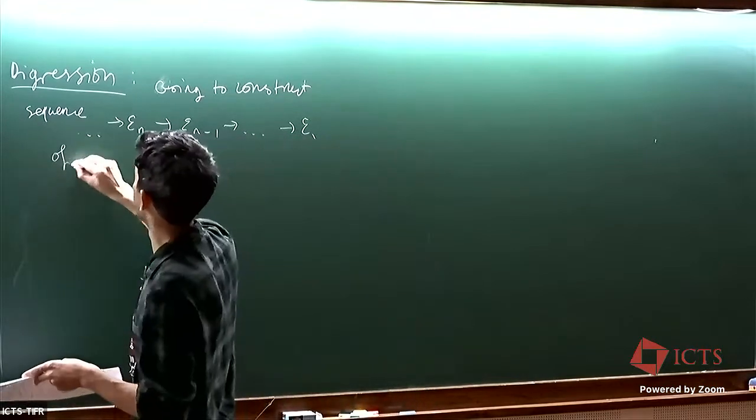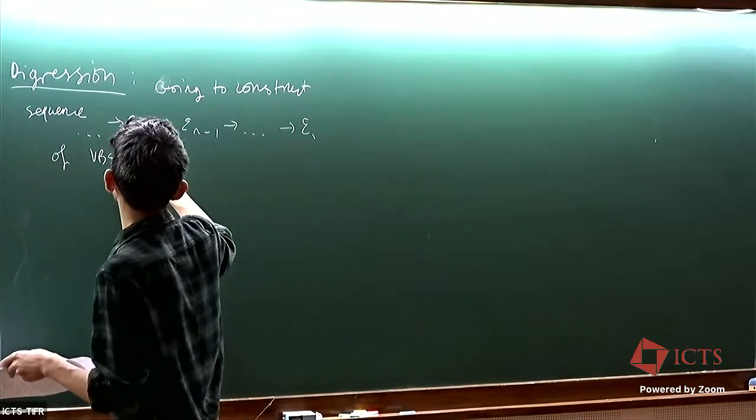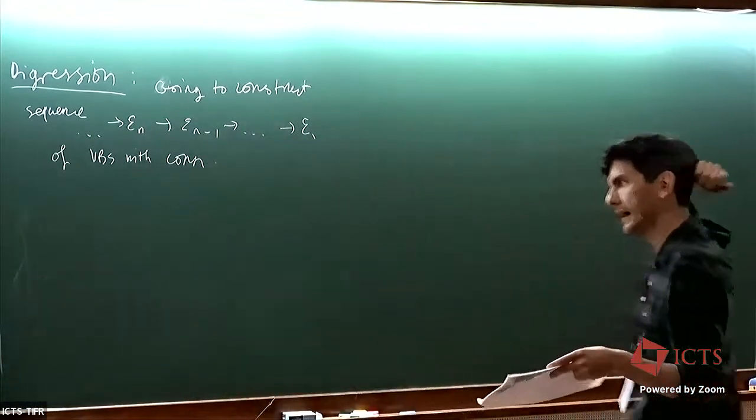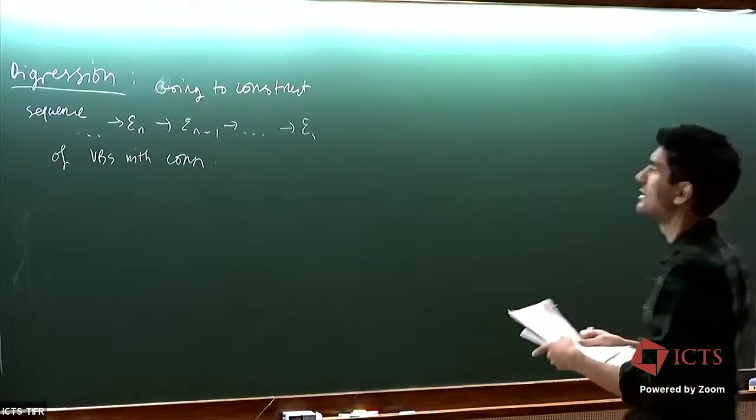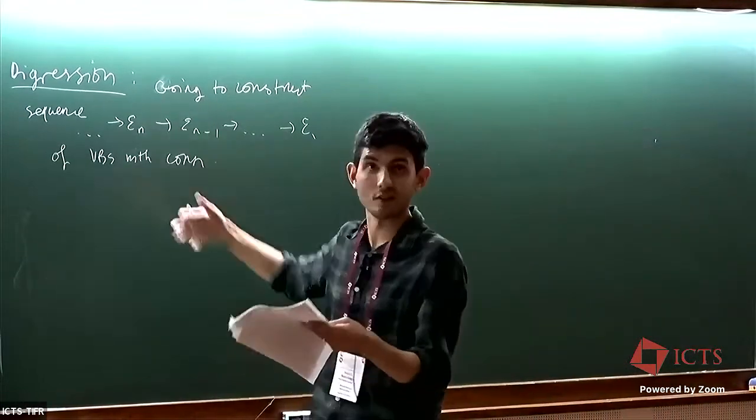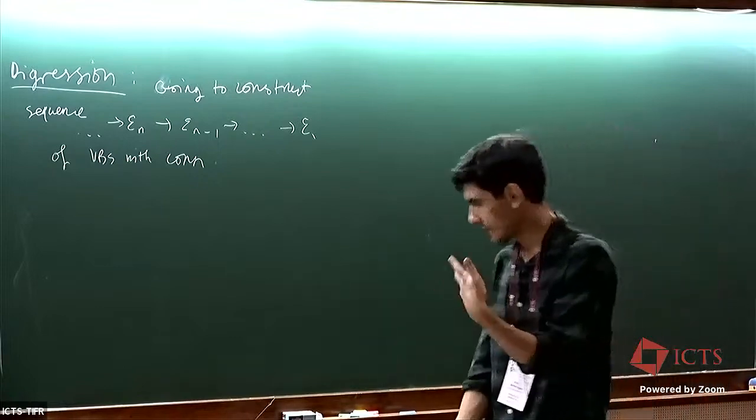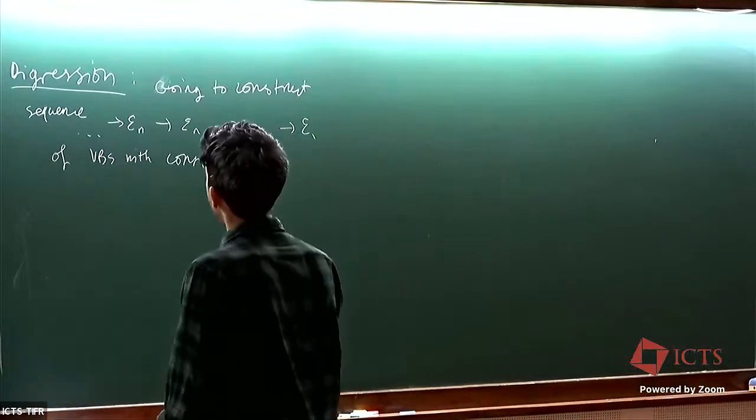Of vector bundles with connection. And the horizontal sections of these vector bundles with connection will be the things which give us the iterated Coleman integrals, which we'll want to study, which will be the functions which will define rational points.